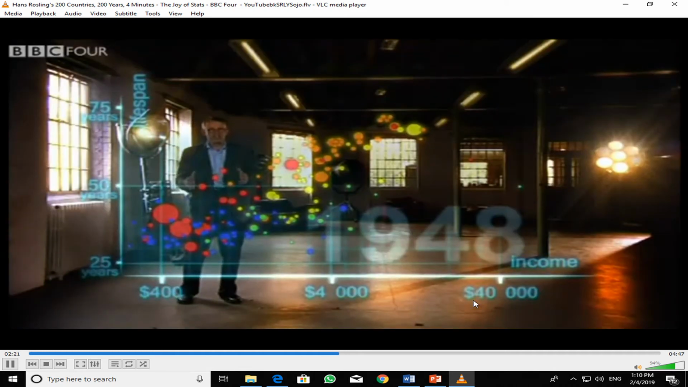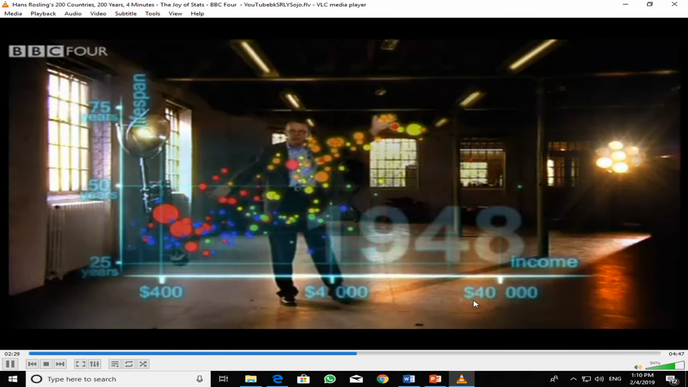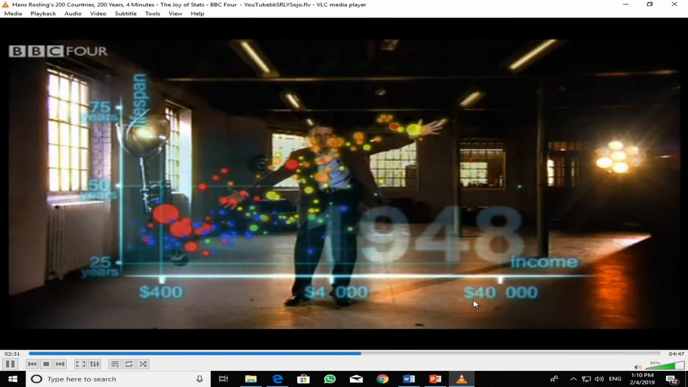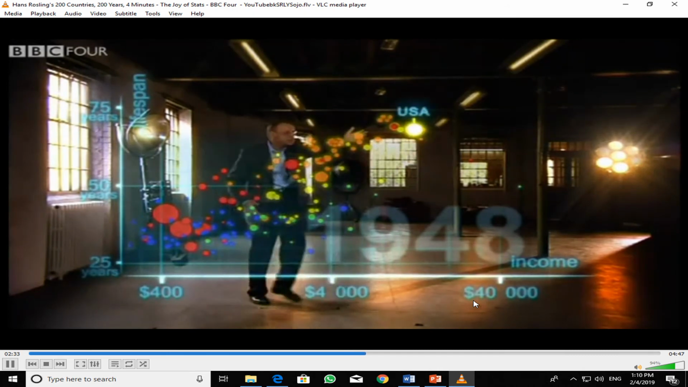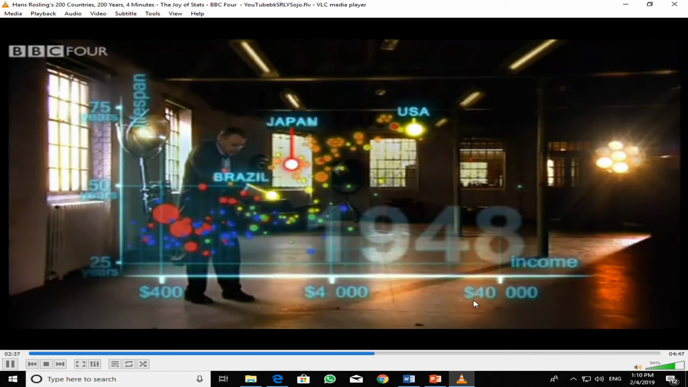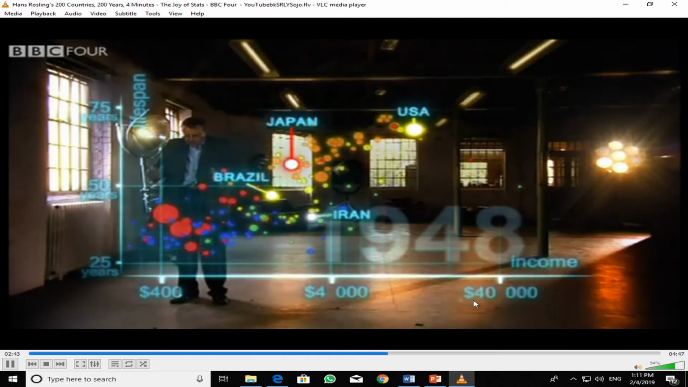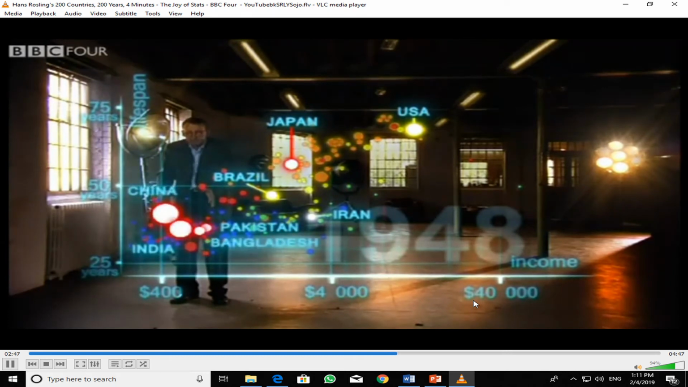1948 was a great year. The war was over, Sweden topped the medal table at the Winter Olympics, and I was born. But the differences between the countries of the world were wider than ever. United States was in the front, Japan was catching up. Brazil was way behind, Iran was getting a little richer from oil, but still had short lives. And the Asian giants, China, India, Pakistan, Bangladesh and Indonesia, they were still poor and sick down here.